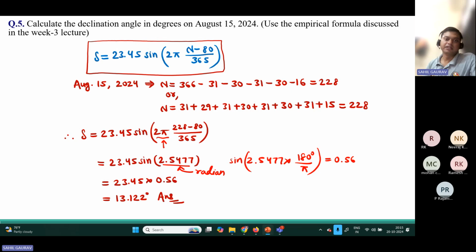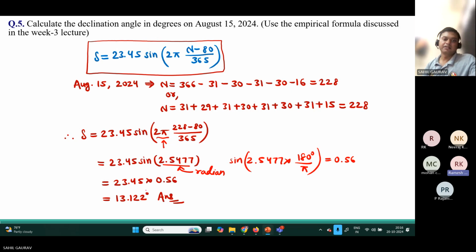You have to just keep in mind that this value should be in radian. When you are finding the sine of some value, check whether the inside is radian or degree. If it is radian, then you have to set the calculator accordingly, and if it is degree, then by default it is in degree, so we put 0.56.